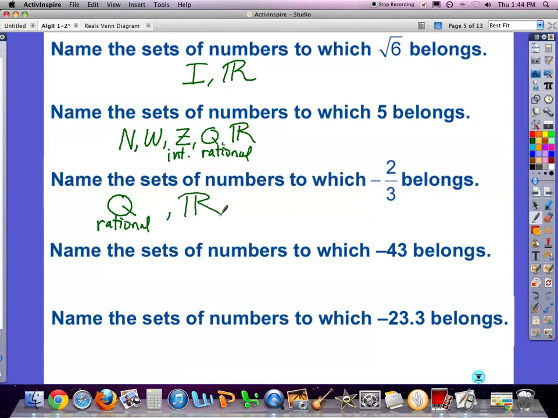Name the sets of numbers to which negative 43 belongs. It's an integer. I put down Z for integer. Okay, it's also a rational number because I can write it as a fraction, negative 43 over 1, I suppose. That's kind of a cheesy answer to that. So I'm going to put down rational, and it's also a real number. And negative 23.3, I could write that as negative 23 3/10. There's the fraction. Rational. So I put down Q, and then it's also a real number.